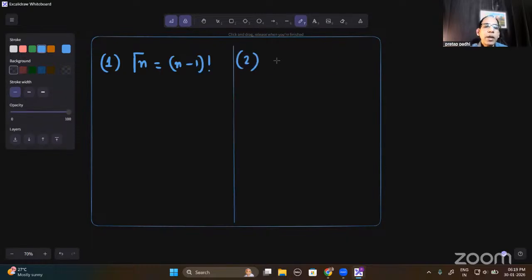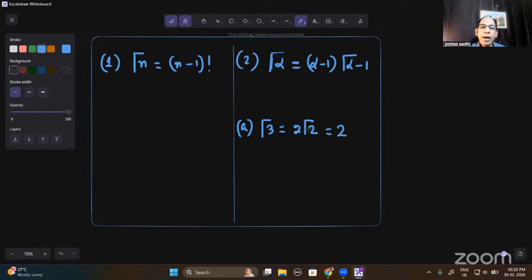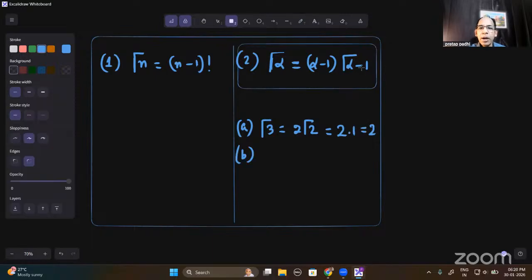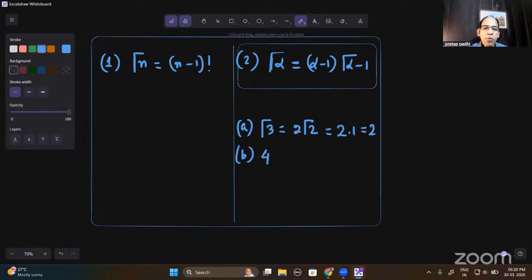Second one will be gamma alpha minus 1. Suppose I want to find the value of gamma 3 here. That will be 2 gamma 2, and if you put 2 here, gamma 2 will be equal to 1. Apply the same formula twice and you will get it. Write gamma 4 here, you will get 3 gamma 3.